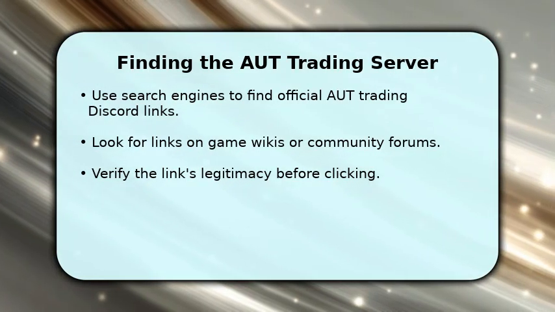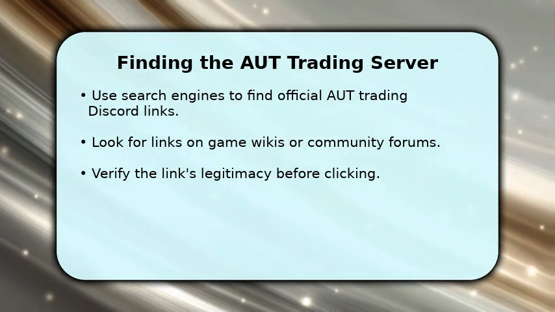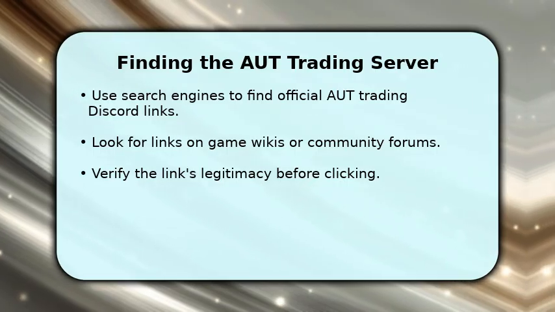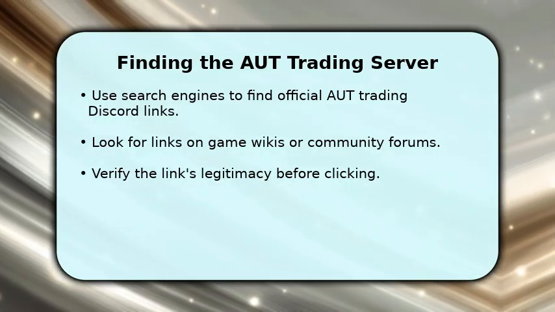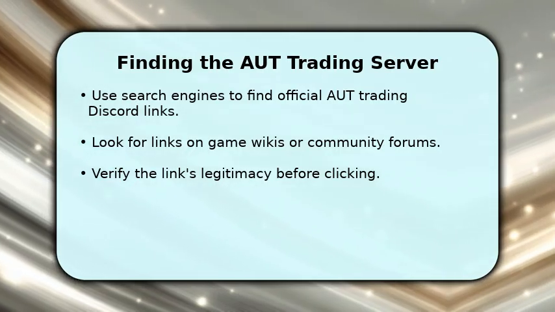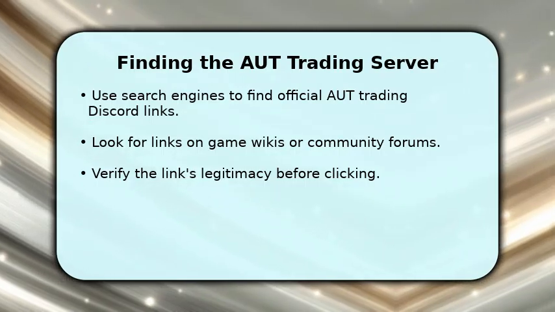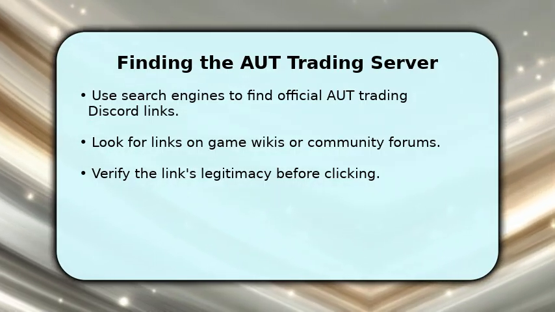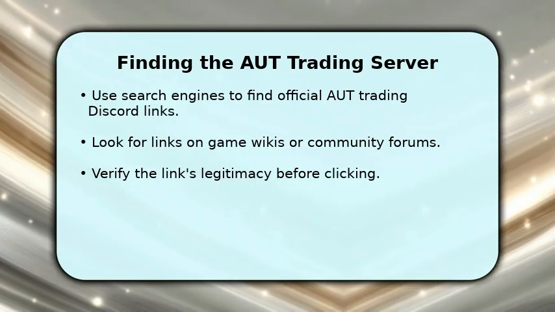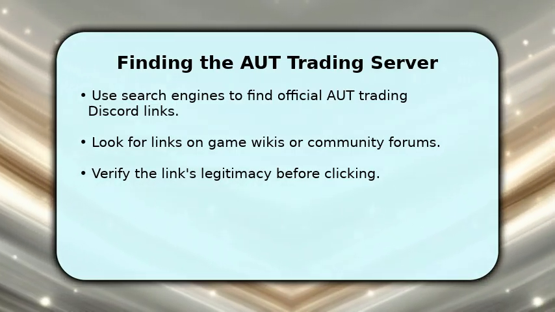Next, you need to find a reliable AUT Trading Discord server. A good starting point is using a search engine like Google, typing AUT Trading Discord to find official or well-known community servers. You can also check game-related wikis or popular forums where players share server invitations. Always double-check the link source to ensure it is legitimate and safe before proceeding to click it. This step is crucial for security.